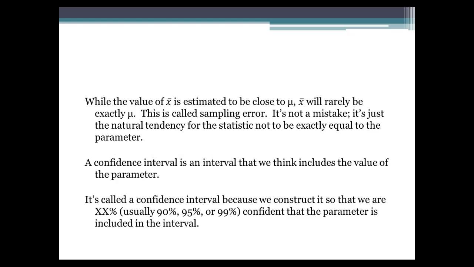With the nature of sampling, we would expect to get a sample mean that's pretty close to mu, but it's really not going to be exactly mu most of the time. They call that sampling error, which isn't a mistake. It's just the nature of sampling that you're not going to get a sample mean that's exactly equal to the population mean. A confidence interval gives us an interval that we are usually 90, 95, 99% confident includes the value of the parameter.